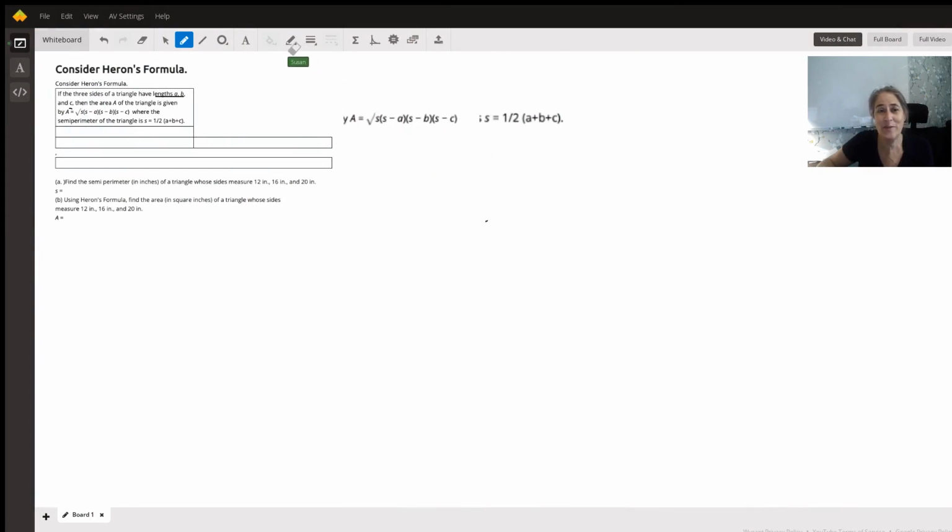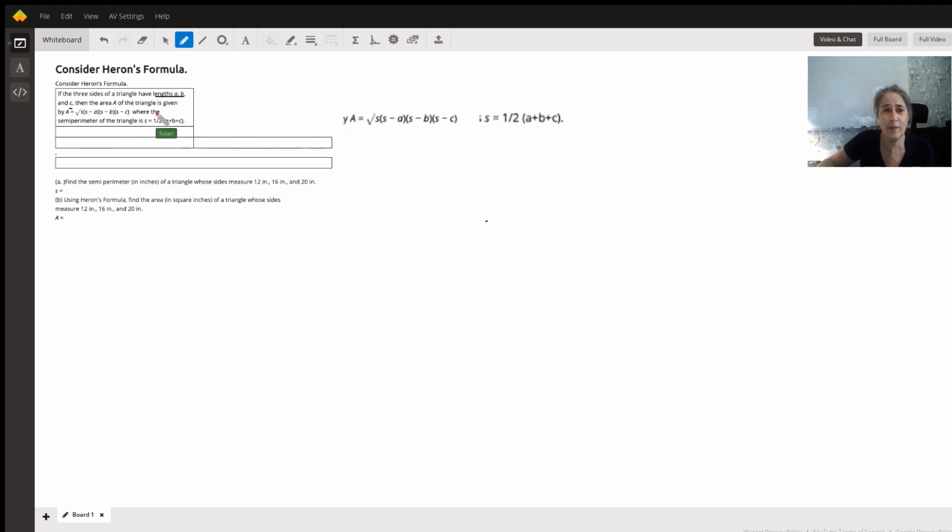I'm going to walk you through this problem. It's a pretty straightforward problem, but sometimes formulas can be a little complicated. It says, consider Heron's formula. If the three sides of a triangle have lengths A, B, and C, then the area of the triangle is given by A equals, and then it has this formula.